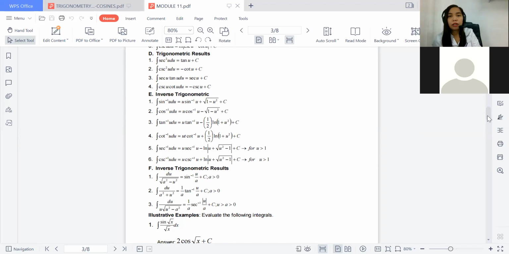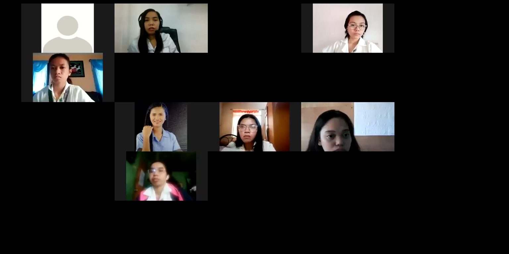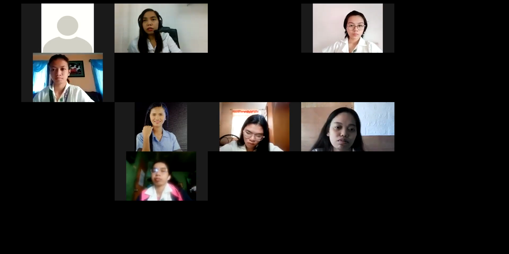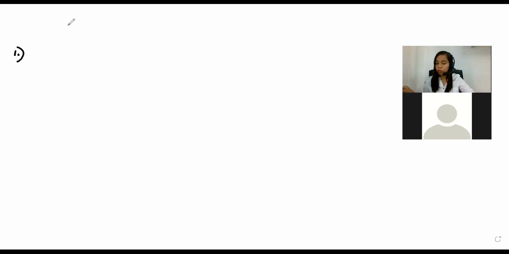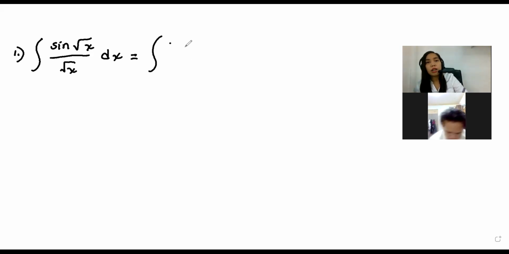Okay, so let's try example. Number 1. So let's evaluate the following integrals. Number 1, given is the integral of sine square root of x over square root of x dx. So this is just the same with the integral of sine square root of x dx over square root of x.